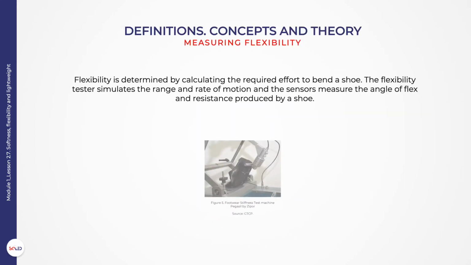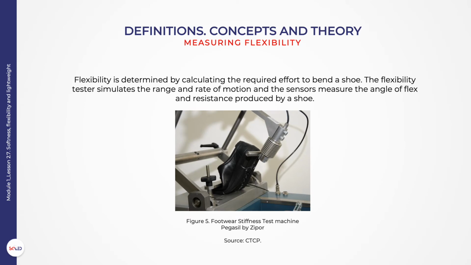Flexibility scores are calculated from the amount of effort required to bend the shoe. To measure the flexibility of a shoe, a flex tester simulates the range and rate of motion produced by a runner, and sensors measure the angle of flex and resistance produced by the shoe. Flexibility of a shoe product can also be evaluated by testing the longitudinal and torsional stiffness.